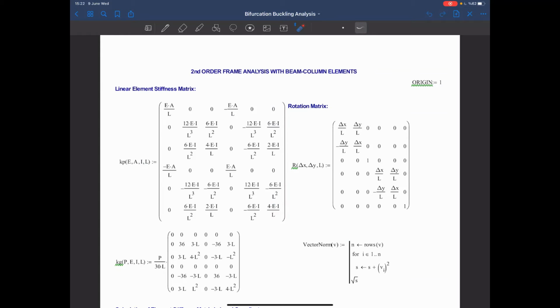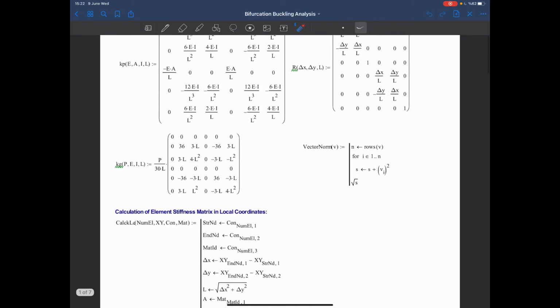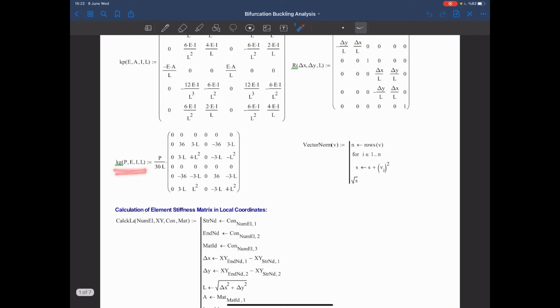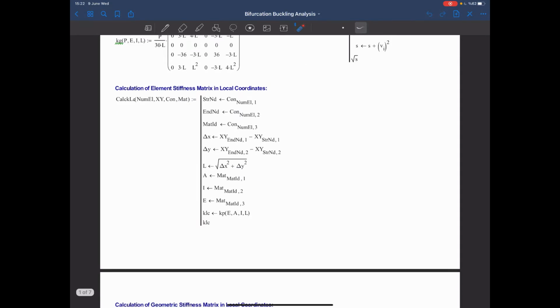Now let's take a look at how we can perform bifurcation buckling analysis. In this case, we are modifying the frame analysis program that we wrote. So here I'm adding a geometric stiffness matrix. This is the matrix that we derive for the beam column elements, or just the frame elements.